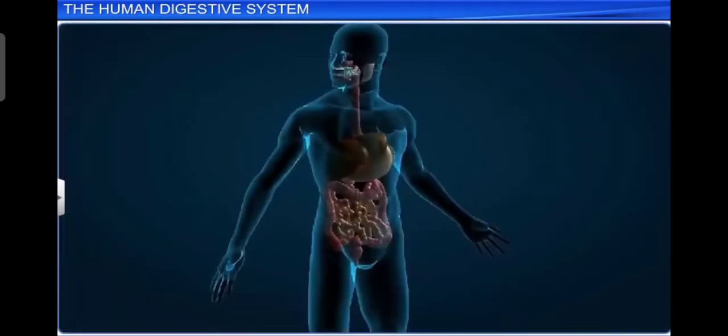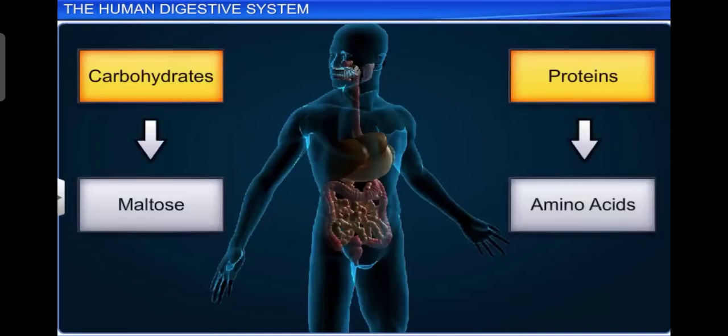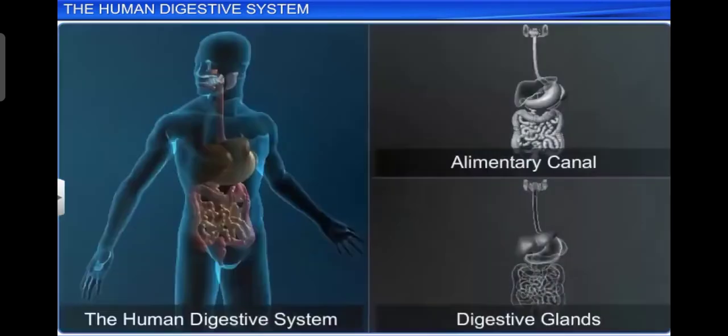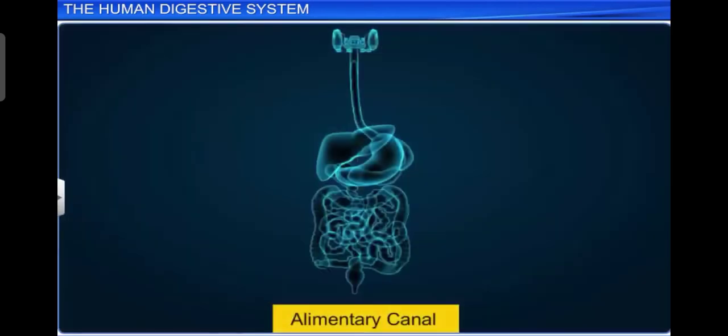Biomicromolecules in food cannot be utilized by our body in their original form. They have to be broken down and converted into simple substances in the digestive system. The process of conversion of complex food substances to simple absorbable form is called digestion and is carried out by the digestive system. The digestive system consists of the alimentary canal and the associated glands.